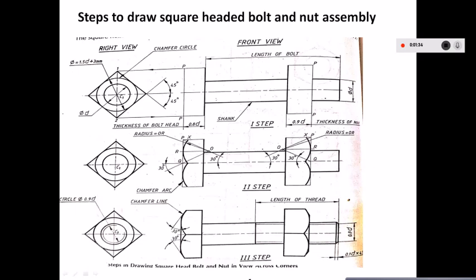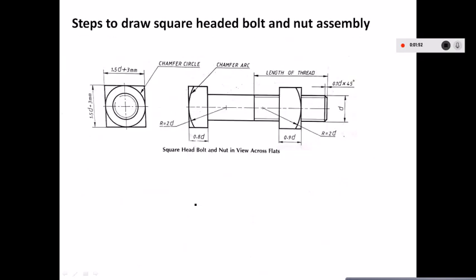Similarly, this is a square head nut. Now this diagram indicates how to draw the square headed bolt and nut assembly across the corners here. This is the view across the corners. Now this one is the view across flat surfaces.